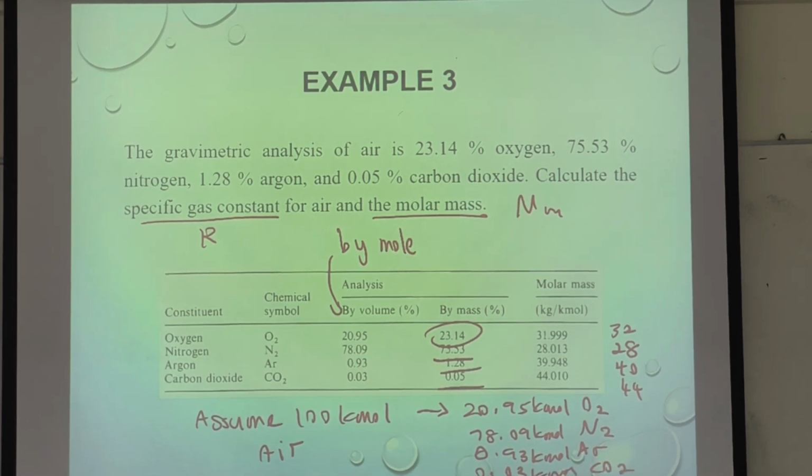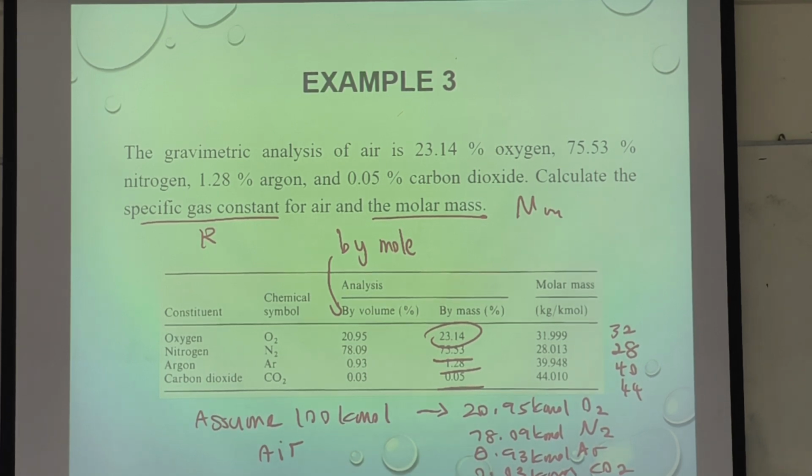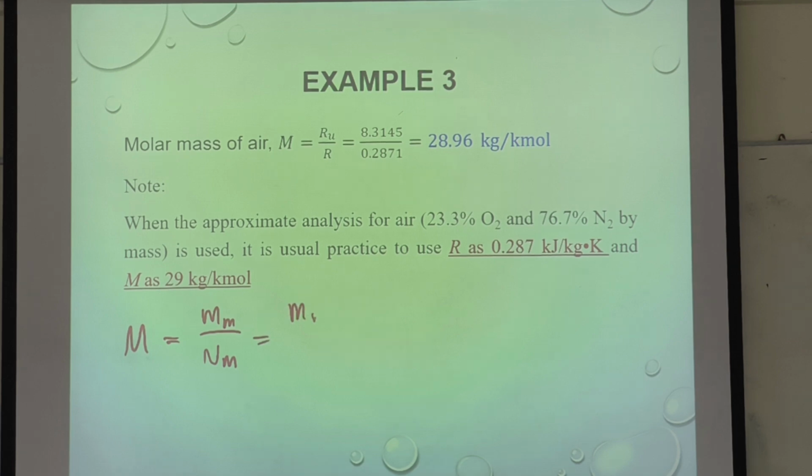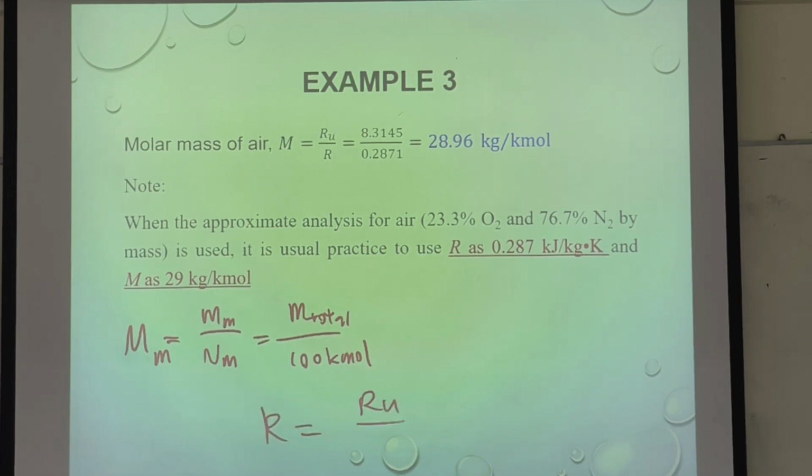Right? So then from here, you can find the amount of mass that you have for each of them. Because now that I assume this 100 kilomole, you can find the total mass. So then if you come back to here, you just use the total mass over 100 kilomole. So this way, you get the molar mass of the mixture. Then for R, you can simply use R_U over the molar mass, and you will get the same answer. See what I'm trying to say? Personally, I find this easier compared to the previous method that I showed just now.